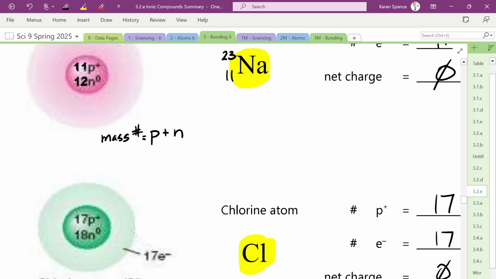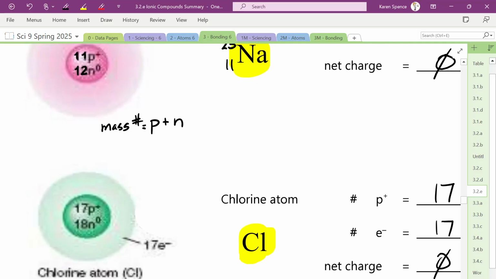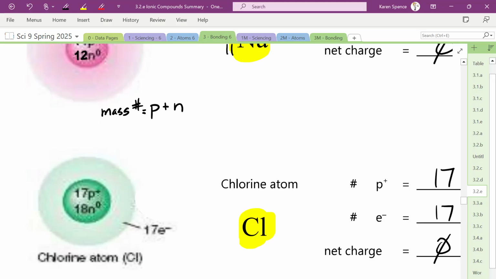Tristan L., what is the atomic number for chlorine? Cl is the symbol. How do we know the atomic number? The atomic number is the number of protons. So what is the atomic number for chlorine? 17.